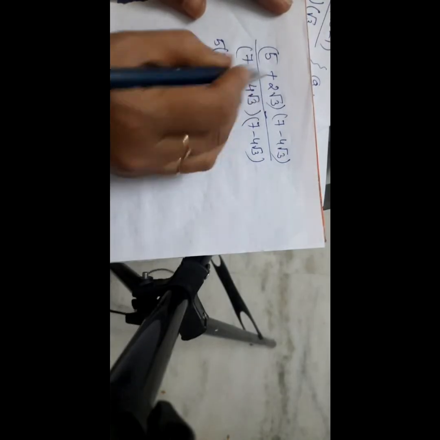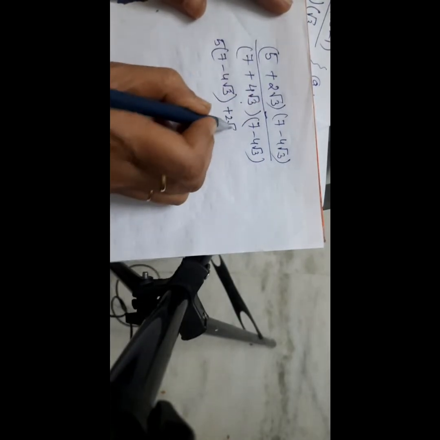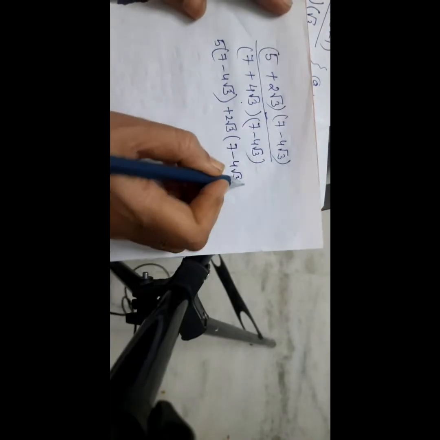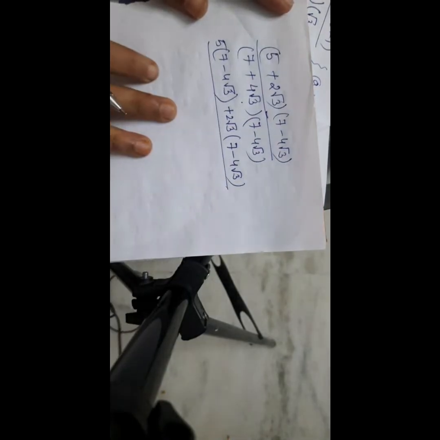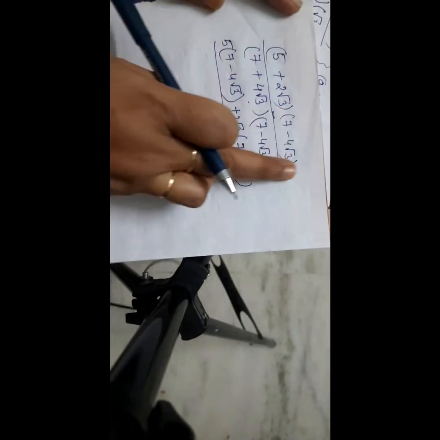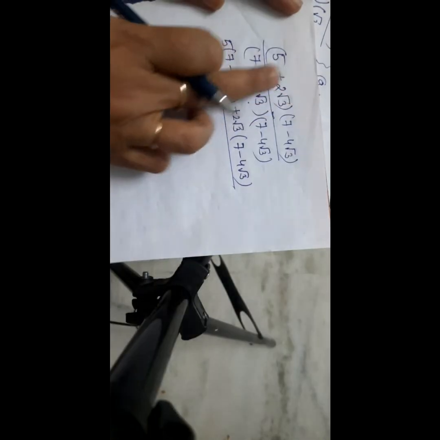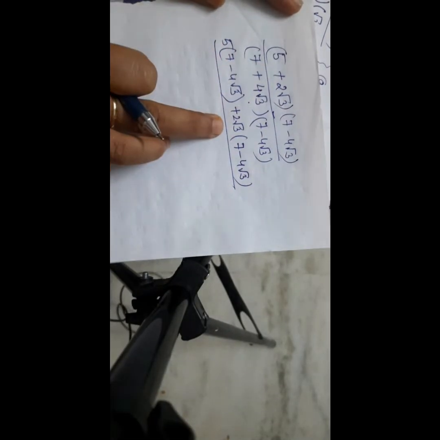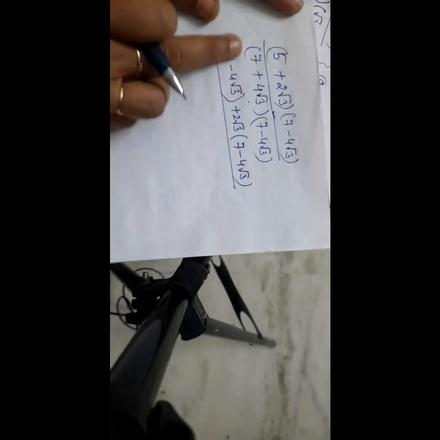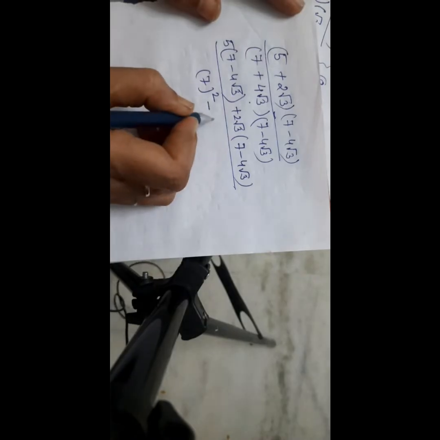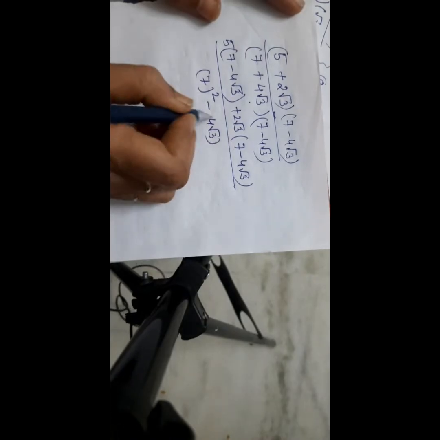Now the second number, again whole bracket. Repeating once again: first number, whole bracket; second number, whole bracket. With sign you need to take. Here it is plus and minus, so we are making first number square minus second number square.